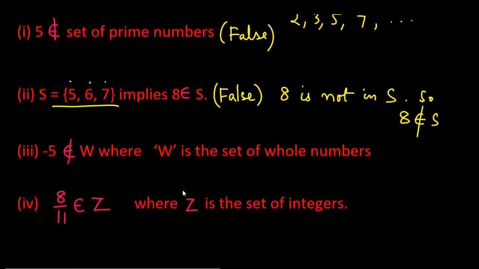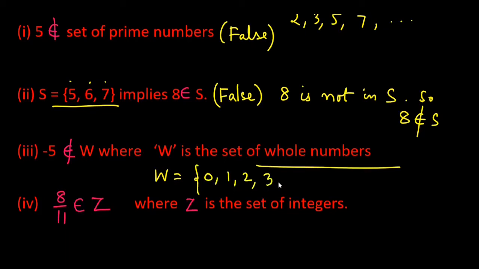Third one, minus 5 does not belong to W, where W is the set of whole numbers. The set of whole numbers begins from 0 and all other positive integers: 0, 1, 2, 3, etc. This is the set of whole numbers. So here minus 5 is given. Minus 5 is a negative integer. It is not a whole number. So minus 5 does not belong to W. So what is given is true.